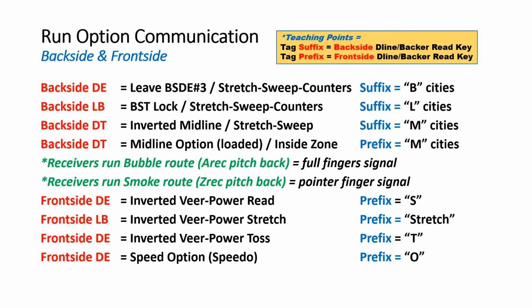So the communication again is a tag. You'll see here when we're attacking and reading the backside defenders, we're going to tag as a suffix to the original play call. And you can see here with backsides, it's going to be cities with word association. The receivers again are going to be the pitch key people. If we want the A receiver to get the pitch, it becomes a bubble route. If we want to get the Z receiver involved, then we'll just use smoke routes with different signals. When we go to the front side, now we're going to use a prefix to the play call, and you can see we'll use letters.